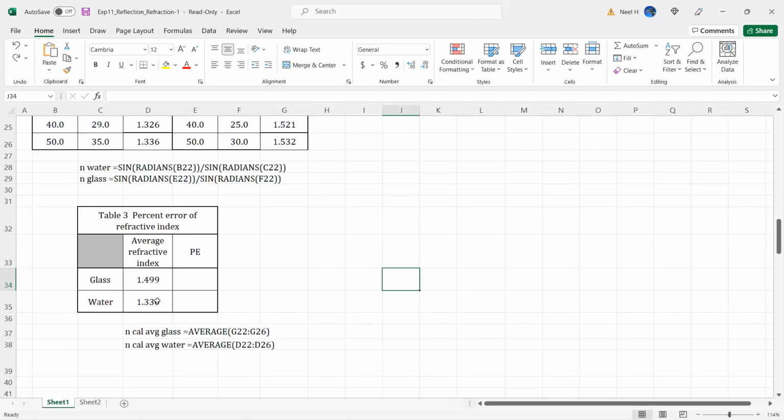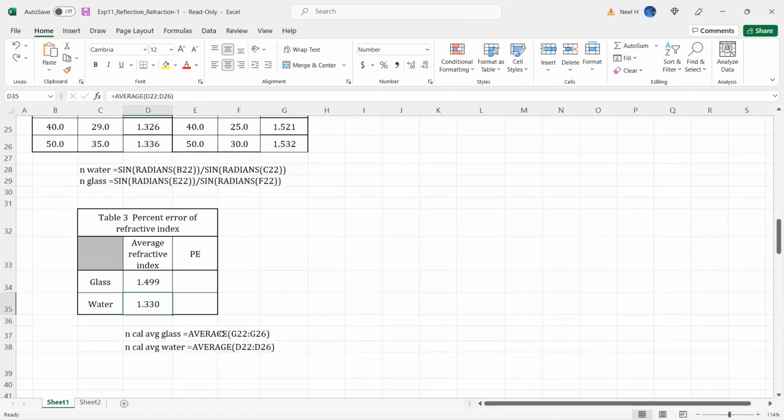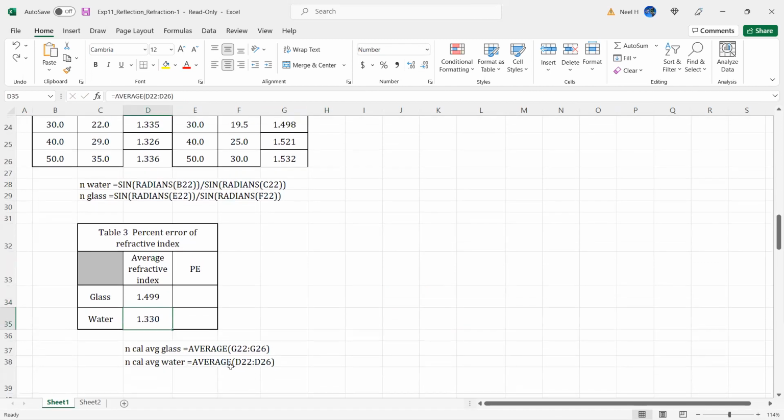All right, same for the water, okay. Equal average, parenthesis open, D22 colon D26, close brackets. Now that is very perfect, exactly the number we're expecting. Glass is almost close, but there's a little bit of error. Then we'll compare with the known values. There are no units or anything. This is just a unitless parameter, okay.